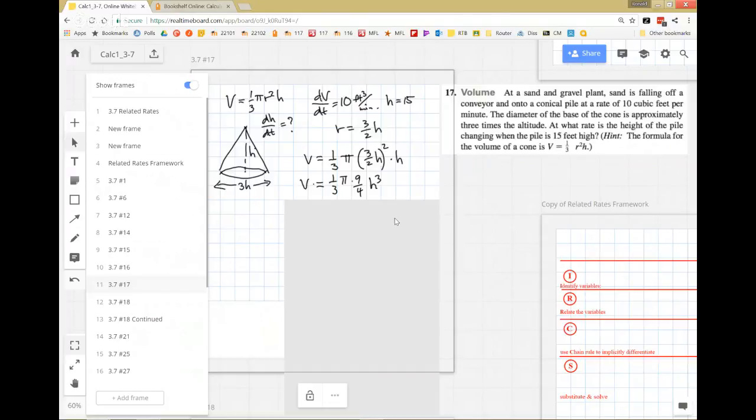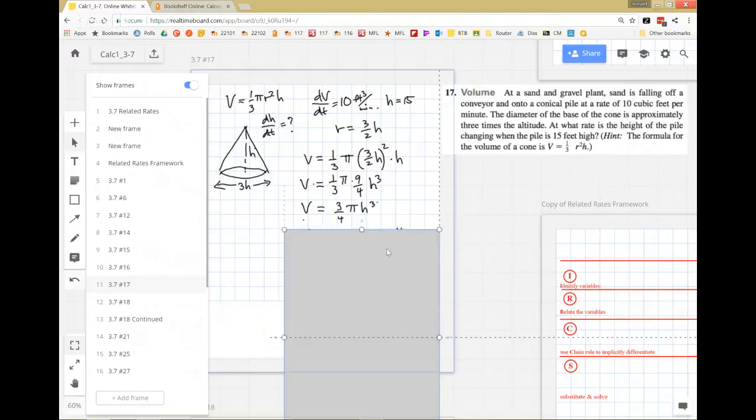So here we finally have, I guess we can put that together even further, can't we? We can take the 1/3 and the 9/4 and put them together. That's 1/3 times 9/4, which is 9/12, which simplifies to 3/4. So finally, here it is. The volume of this thing, based on the height, is 3/4 pi h cubed.